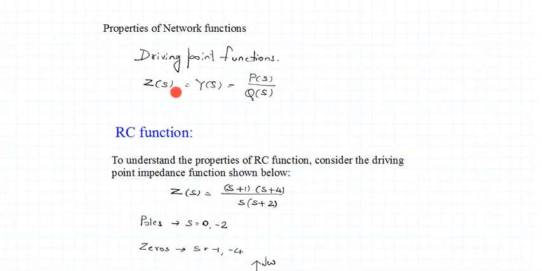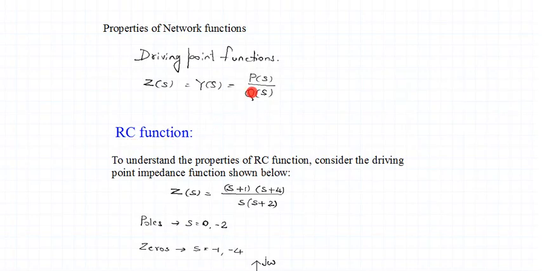With Z of S or Y of S, which is in the form of some P of S by Q of S form, if such is the input, we have to identify whether it is an RC function, whether it belongs to an RL function, or it belongs to an LC function, right? The very first thing when it starts with synthesis is to identify what are the elements that are described by the given function, right? So let us start with RC function.